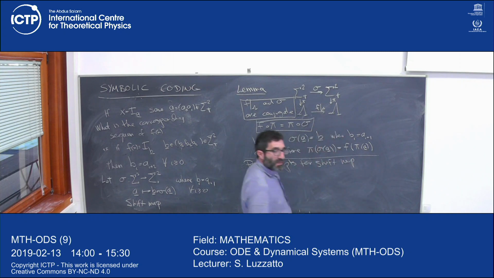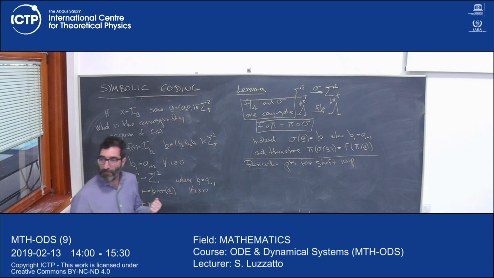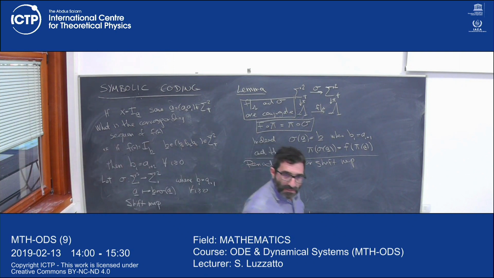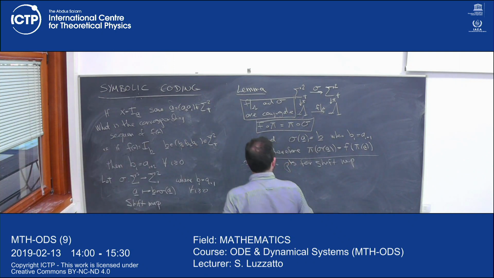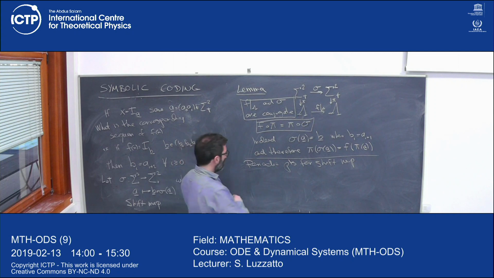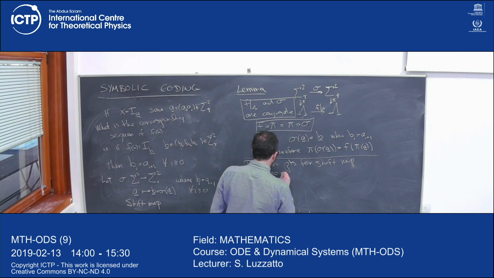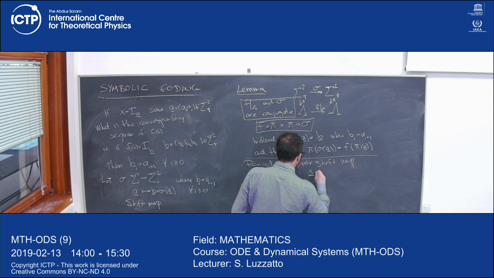So the shift map is very nice because it's very concrete. It's exactly the same kind of concept, right? So what are the fixed points for the shift map? 0, 0, 0, and 1, 1, 1. Right? So the fixed points are 0, which is just the constant 0, and 1, which is just the constant 1.